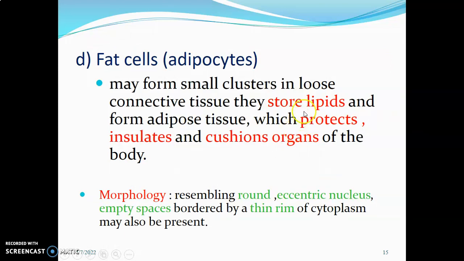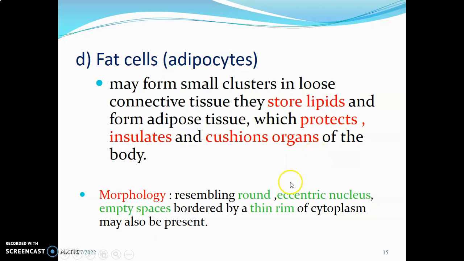Fat cells, adipocytes. Adipocytes are fat cells. They store lipids and form adipose tissue. What is the function of adipose? It goes around organs like the heart to protect them, so it cushions organs.